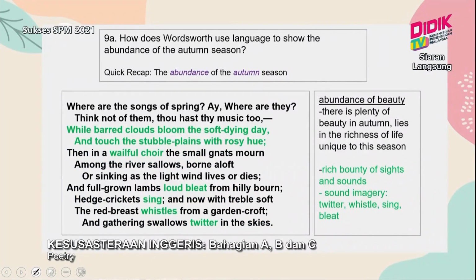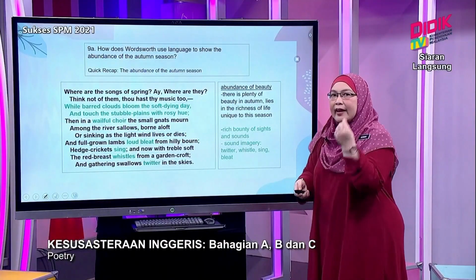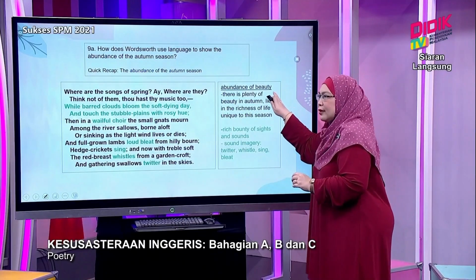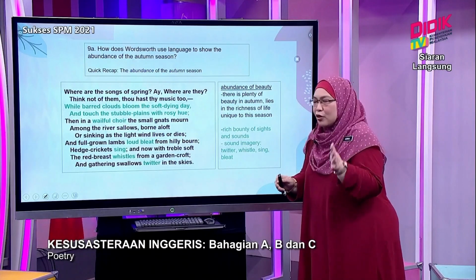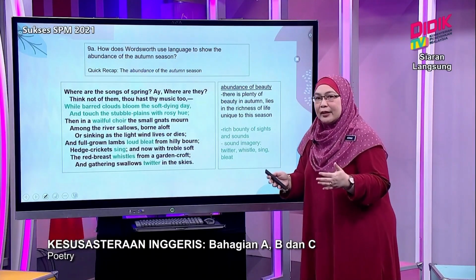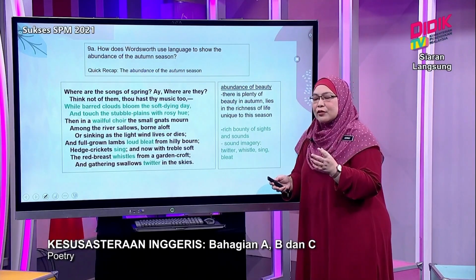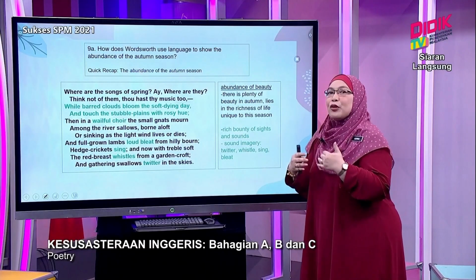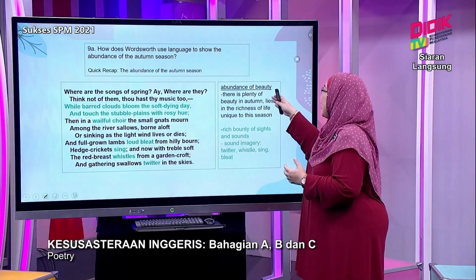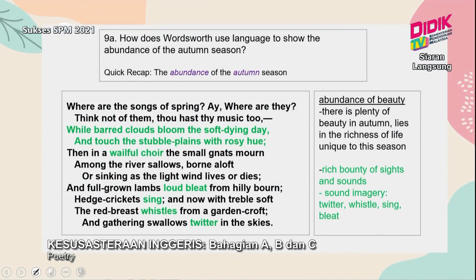Now, over we go to the last stanza, and this may be a little tricky. When we say the abundance of the autumn season, and I say autumn is filled with beauty, a lot of people out there, perhaps not students of the KI or Kesusasteraan Inggeris subject, might not see the word beauty as deep as they should, and perhaps only look at physical beauty. But when we're looking at abundance of beauty in the autumn season, Keats is actually paying tribute to autumn by saying, beauty is ever present in the autumn season. It lies in the richness of life that you can actually only hear and witness when the season comes around.